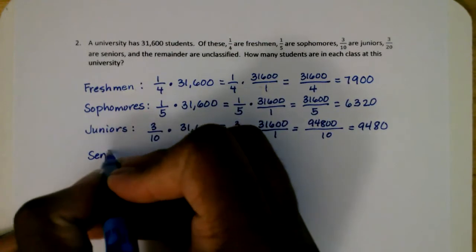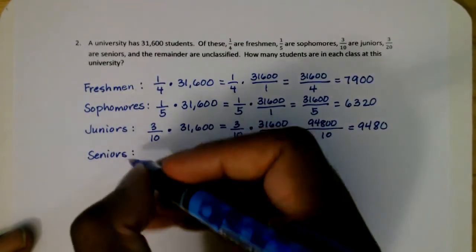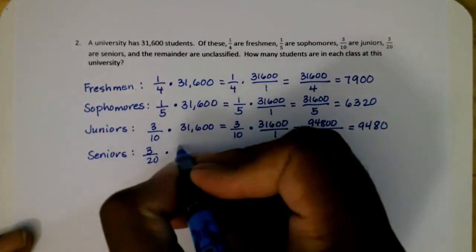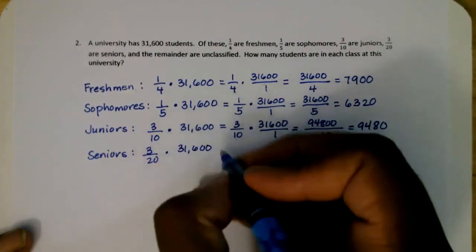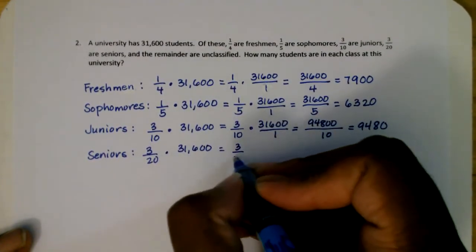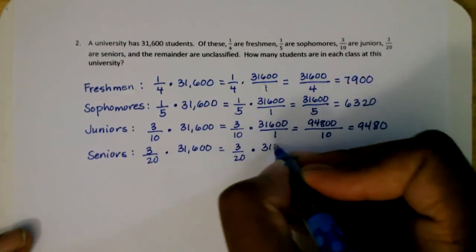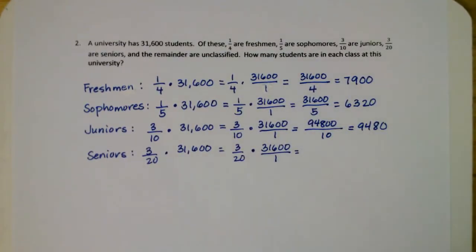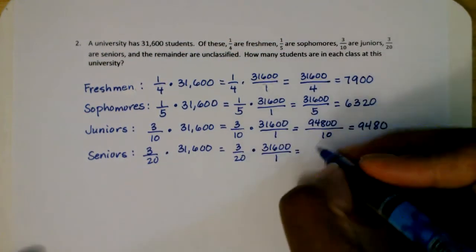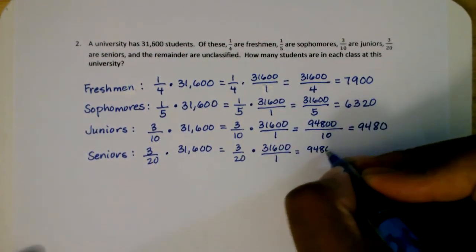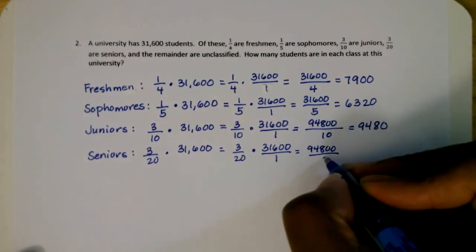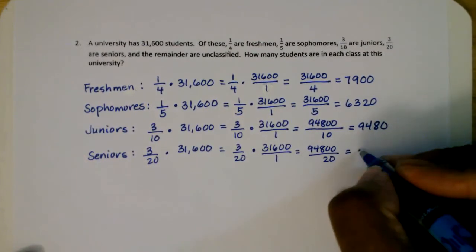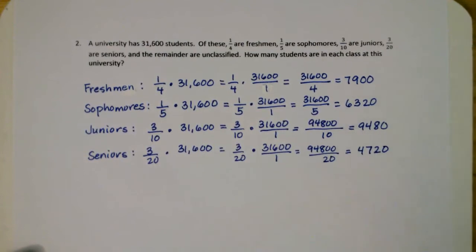All right, and seniors. 3/20 are seniors, so that's 3 over 20 times 31,600. So that means I have 3 over 20 times 31,600 over 1. Well, I know that 3 times 31,600 is 94,800 divided by 20 times 1, which is 20. So 94,800 divided by 20 will be 4,720.